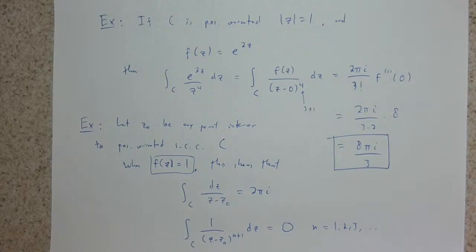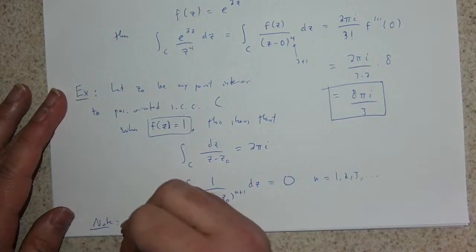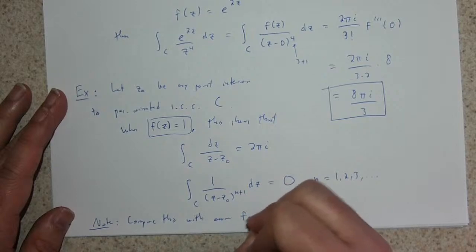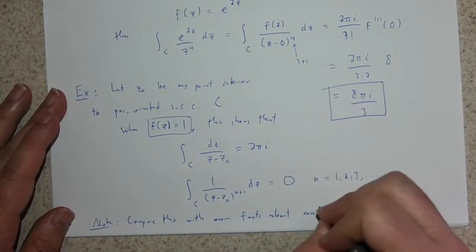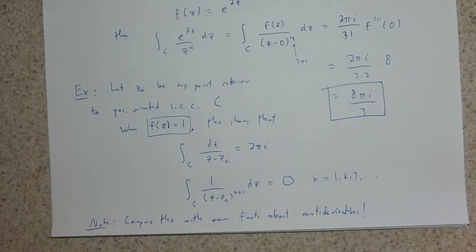But this is exactly what we've computed already. This was exactly our example of the bit about antiderivatives. This doesn't have an antiderivative everywhere it needs to, and this does. So note, compare this with our facts about antiderivatives. We've already actually shown this, but it's nice to know that these things line up in this way.